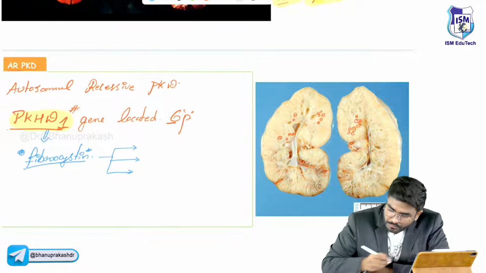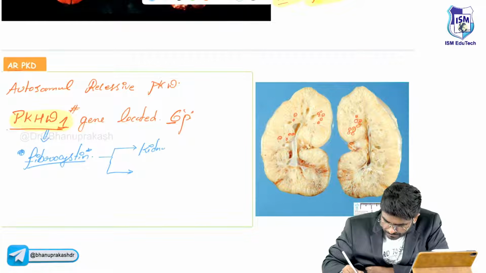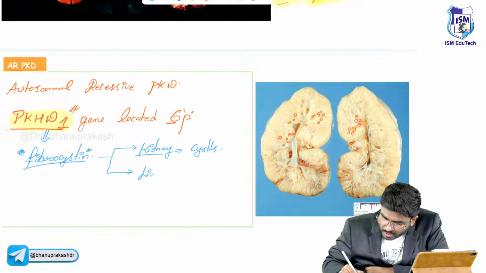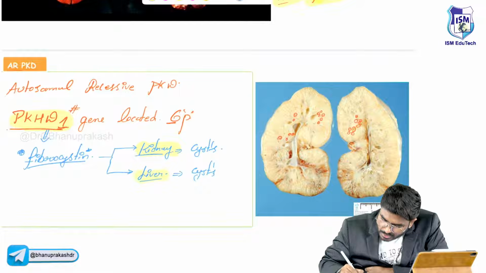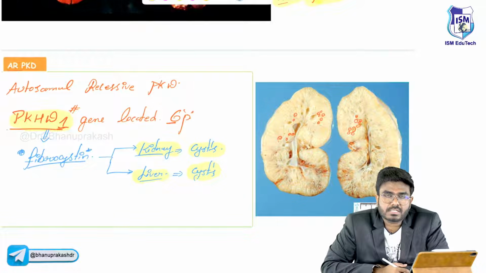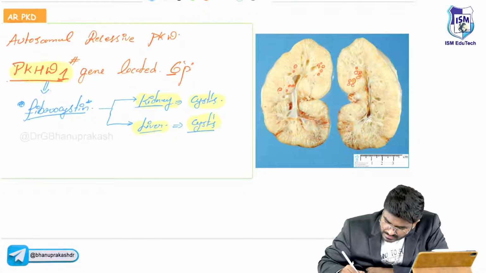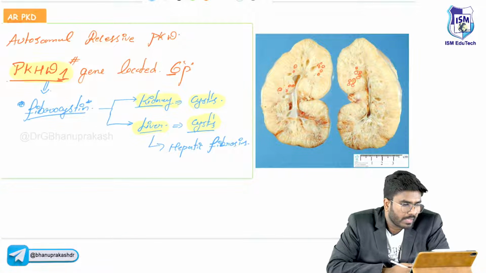The manifestations you already know. Kidney involvement is going to be there. In the kidney, what do you have? Cysts. Liver involvement will also be there. The liver is also going to show cysts. So not only kidneys are affected, but also the liver. Not only renal cysts, extra-renal cysts are also present in the liver. The liver will be affected with hepatic cysts as well as hepatic fibrosis.